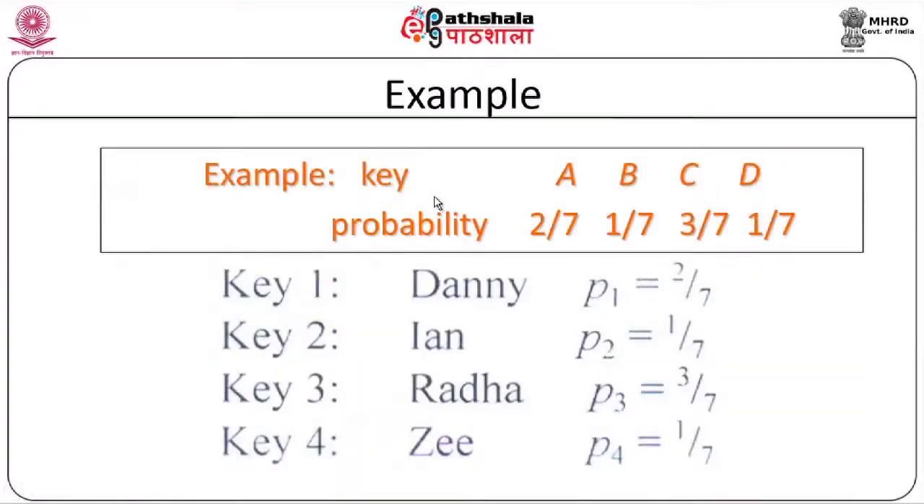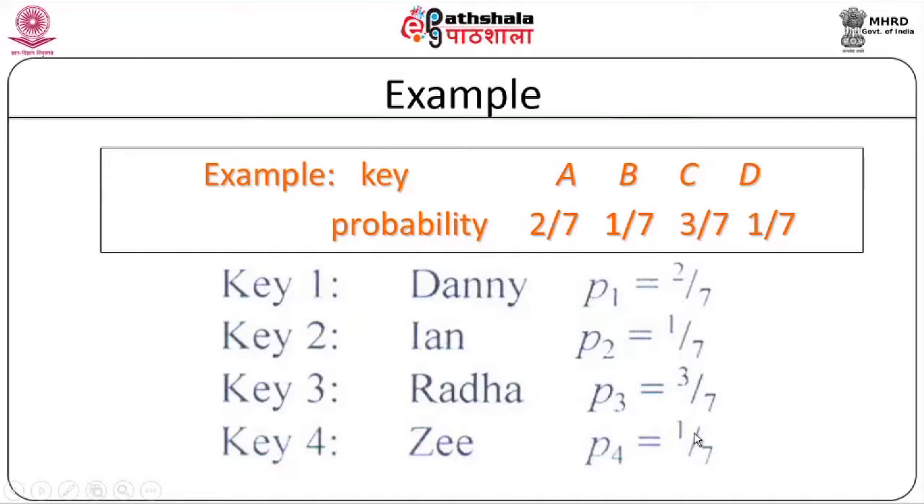Fine, we will take one simple example. We will take 4 keys. As I said earlier, it is useful for containing a symbol table, for having various symbols. Let us have 4 symbols: Danny, Ian, Radha and Z. Let us assume that these are the various keys 1, 2, 3, 4, that is A, B, C, D, and let us assume that these are the various probabilities associated with all these keys.